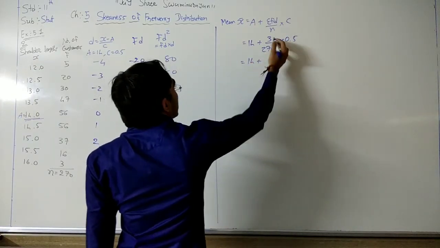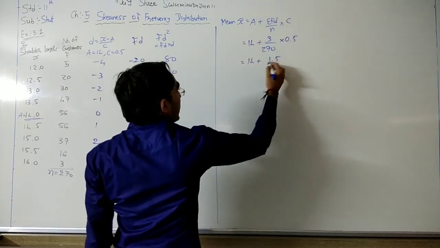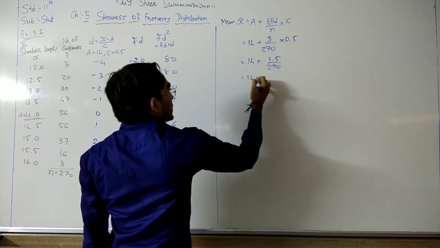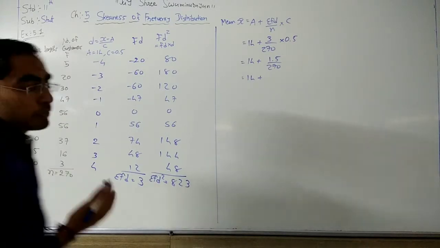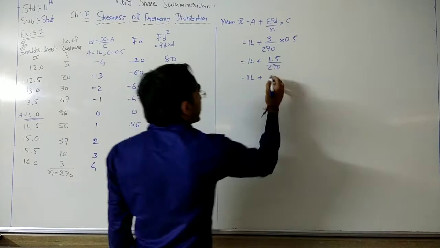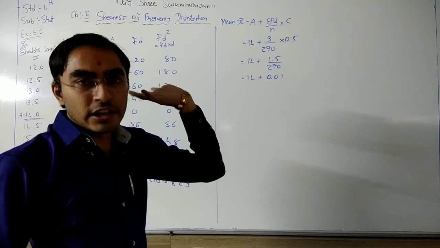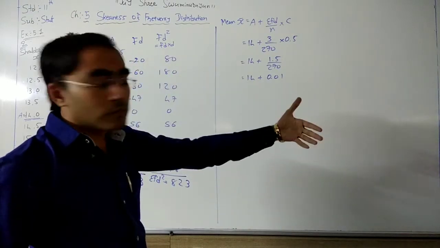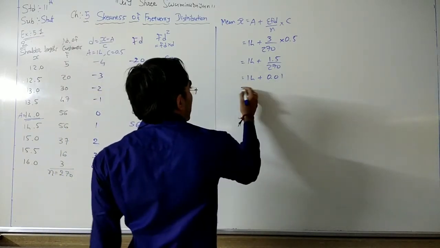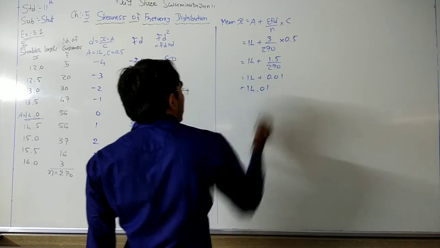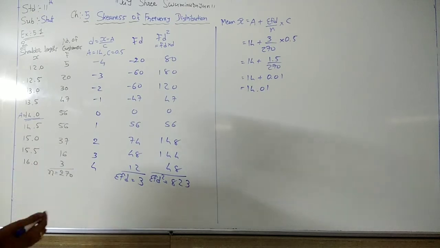So 14 plus, now 3 multiply 0.5, it is 1.5, divided by 270. Now 1.5 divided by 270, just use the calculator, 0.01. It is 0.005555, right? But we need to round it off. So our third digit is 5, so we need to add 1 to the second digit, so 0.01. Now find out the addition, so 14.01. Okay? So this is our mean.